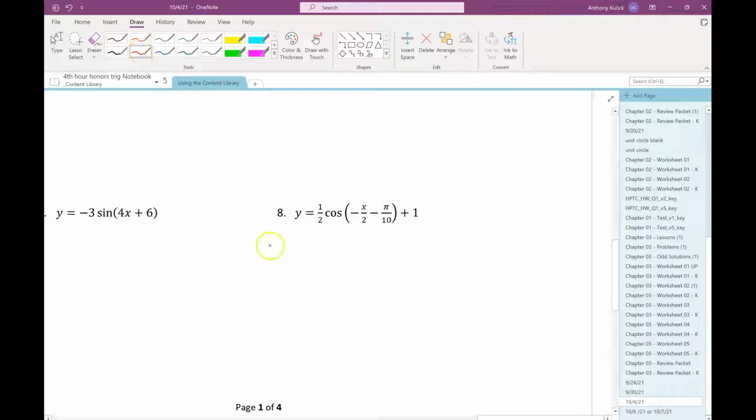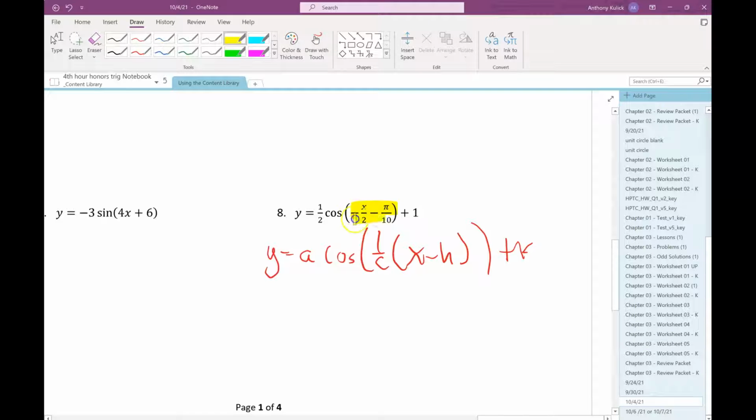So again, what we're looking for is something in this form. I noticed that this inside doesn't look like it's the same form as that inside, because the leading coefficient in the red is on the x is 1. Here it's negative 1/2, right? So I'd start by factoring the negative 1/2 out.